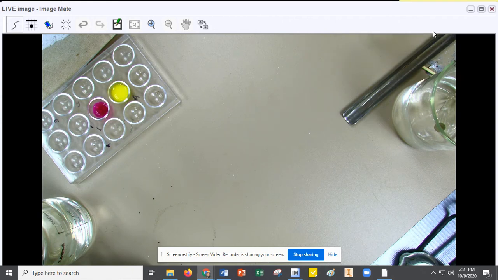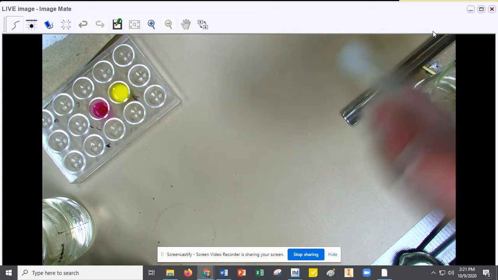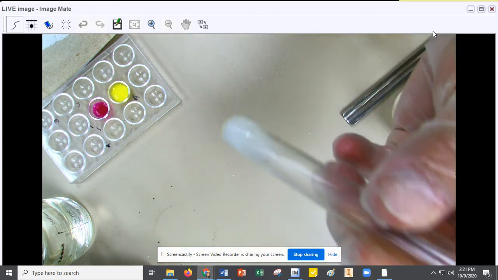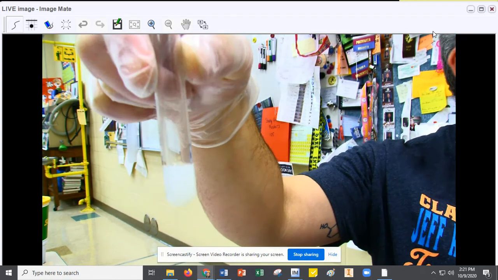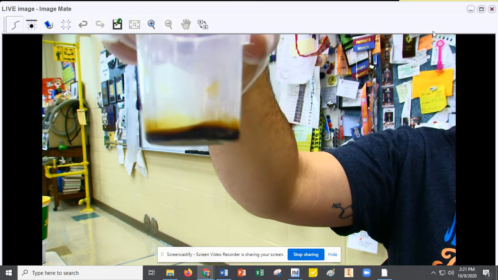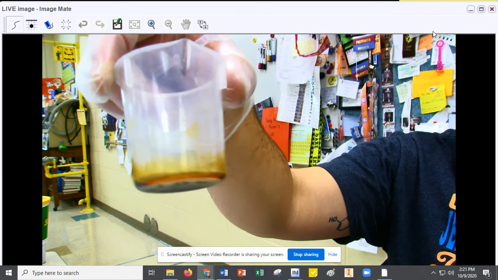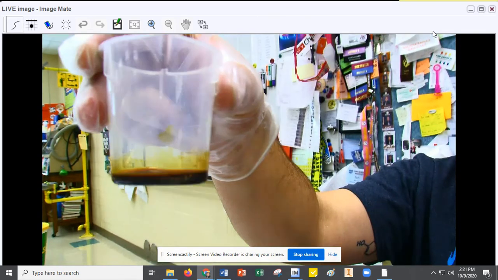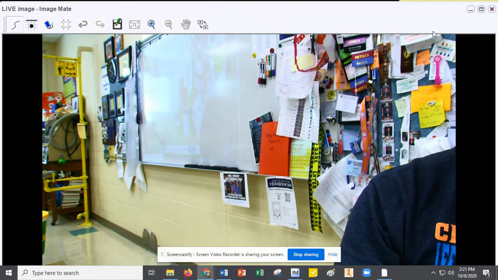Next up for station 10, you will be taking some of this substance, which is a cloudy kind of milky white substance. And then we have some of this, which is kind of like a dark brownish yellow color. And so what will happen when we add these two together? We are about to find out.